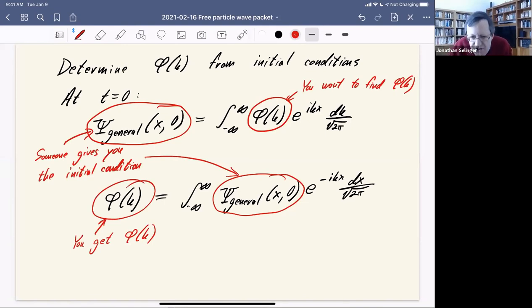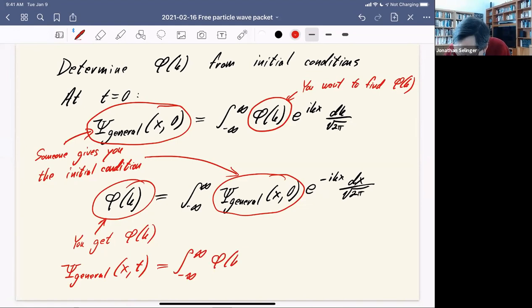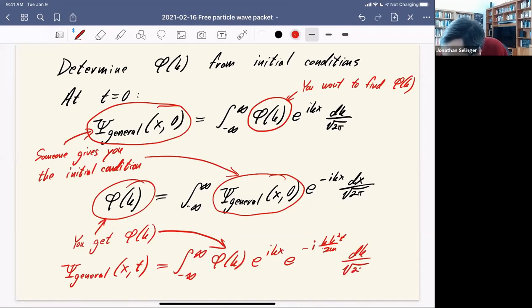And then once you have phi of k, then you can put it into this psi general of x and time, and you can predict what the wave function will be in the future. And say, now this is phi of k, okay? You've got phi of k, right? You put it there. And so then you multiply it, e to the ikx, e to the minus i h bar k squared t over 2m dk over root 2 pi.